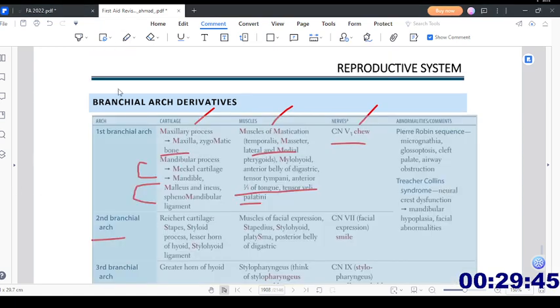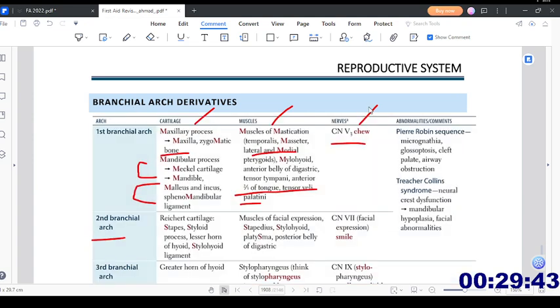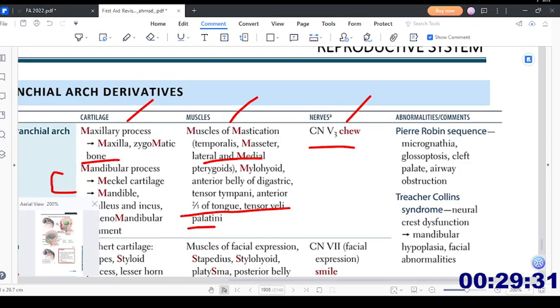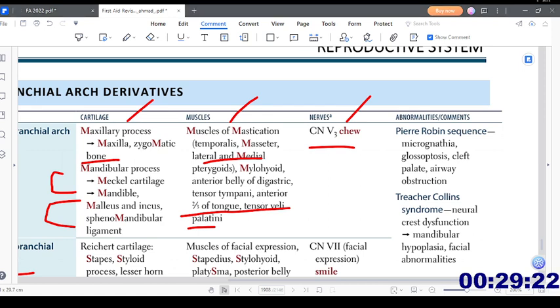So here we have the picture of it. The first arch will give rise to the maxillary process, as you can see in this picture. The first arch is like the bony processes over here. The bony processes are coming from the first of the branchial arches, the maxillary process like this one over here, and this maxillary process will give rise to the zygomatic and the maxilla. Then the mandibular process, this one, will give rise to the Meckel cartilage and the mandible.